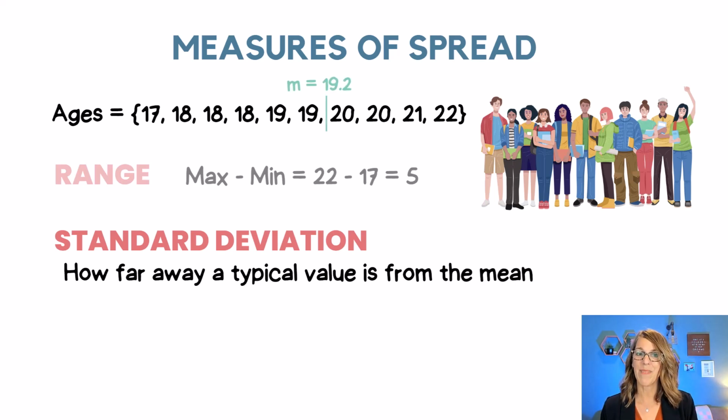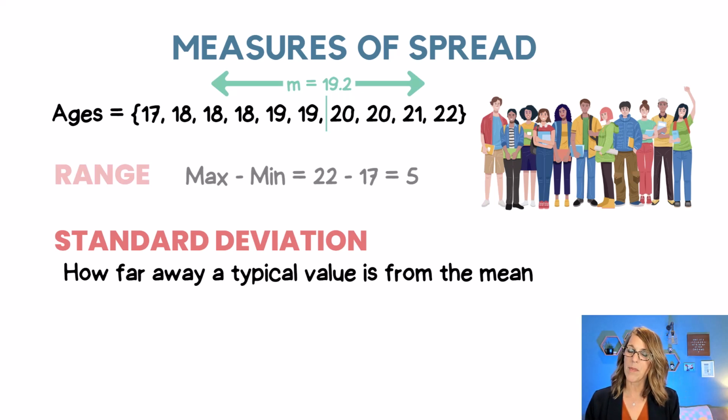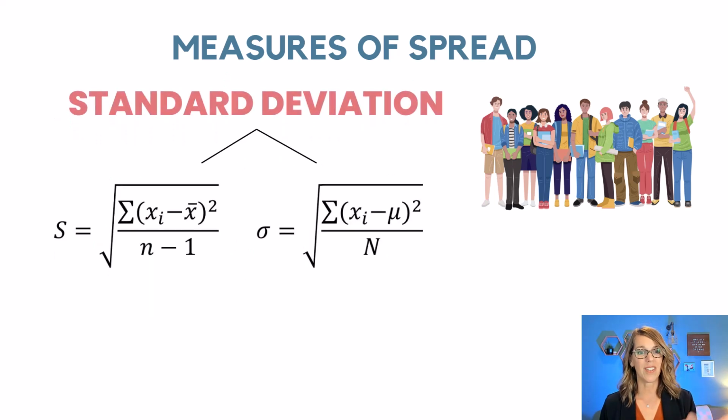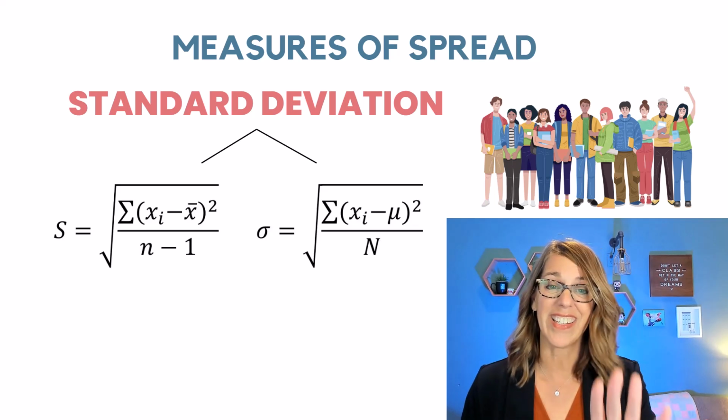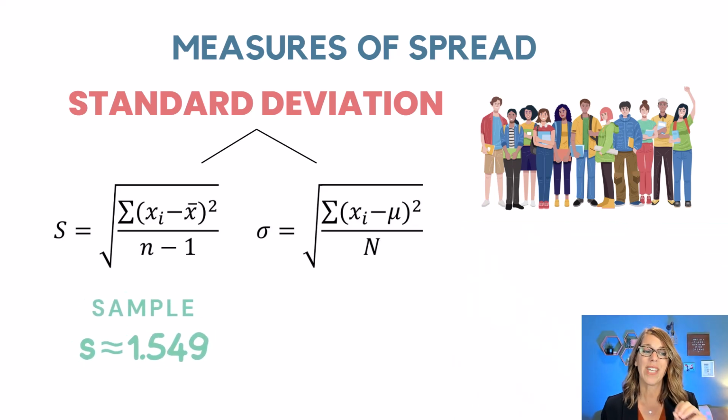In our case, the mean was 19.2. And as you look at those ages, it looks like most of them are somewhere between 1 and 2 years away from 19.2. We can compute these using either of these formulas. We're not going to do that. I did the work for you, and we came up with s as the sample standard deviation, 1.549.